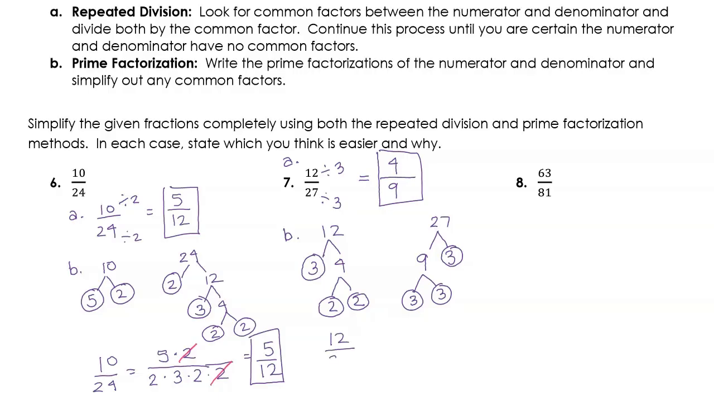So 12/27 is going to equal, well, the numerator is going to be all the prime factors of 12, which is going to be 3 times 2 times 2. And the prime factors of 27 are going to be 3 times 3 times 3. Now I'm just going to divide out the common factors, which are 3 in the numerator and 3 in the denominator. Now you'll notice the numerator and denominator have no factors in common. So we know we're done.